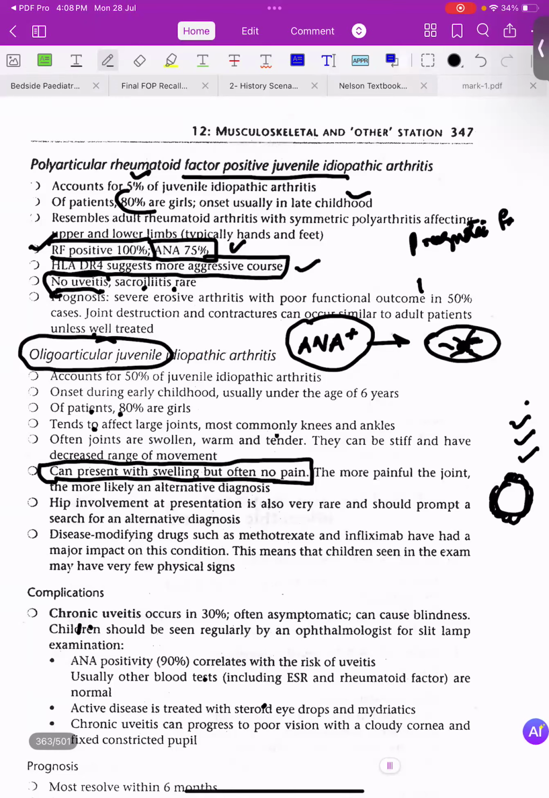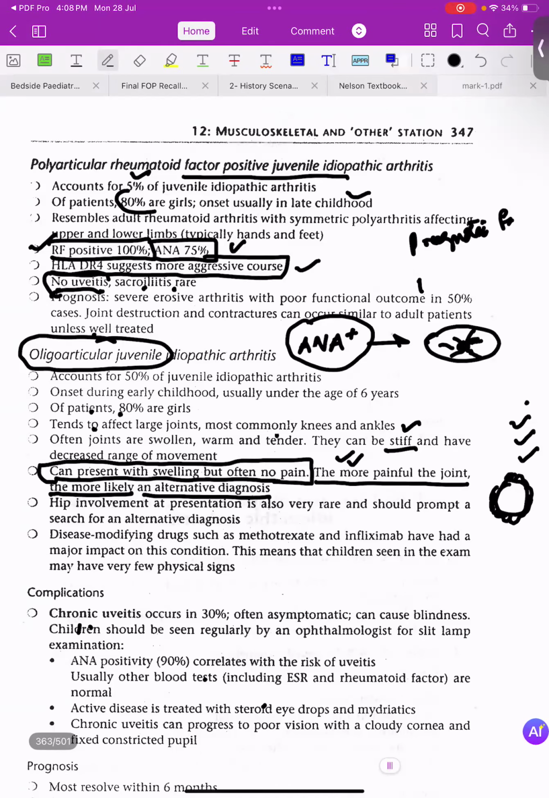50% of JIA patients will present with oligoarticular JIA. They will present with morning stiffness. They will present even without pain. They can have pain, but even without pain, they can come to you. Now see here, the more painful the joint, the more likely an alternate diagnosis. This is the line, very important. Then you must consider some other diagnosis.